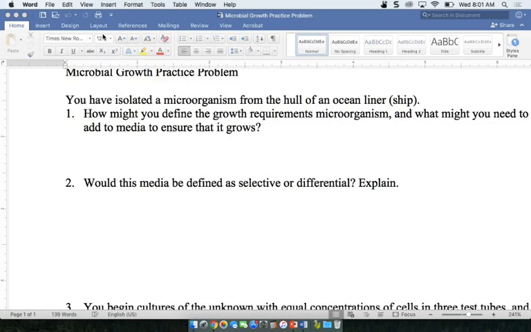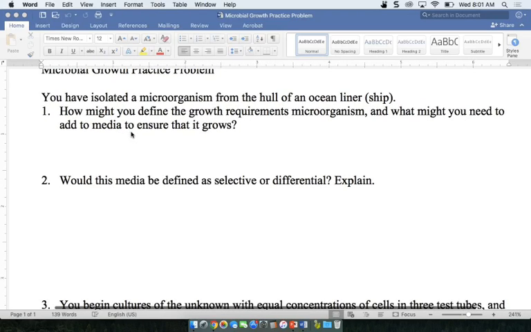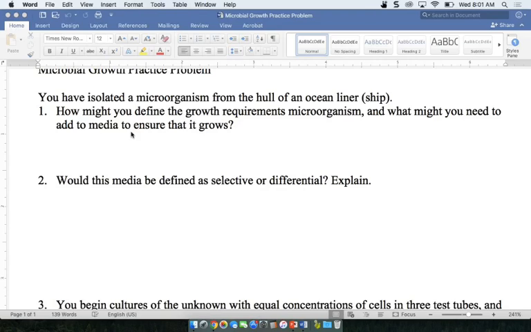We're working on at the end of class on Monday. Again, the prompt for this one is you've got a microorganism that's found on the hull of an ocean liner. Just based on that description, how might you define the growth characteristics of this microbe?